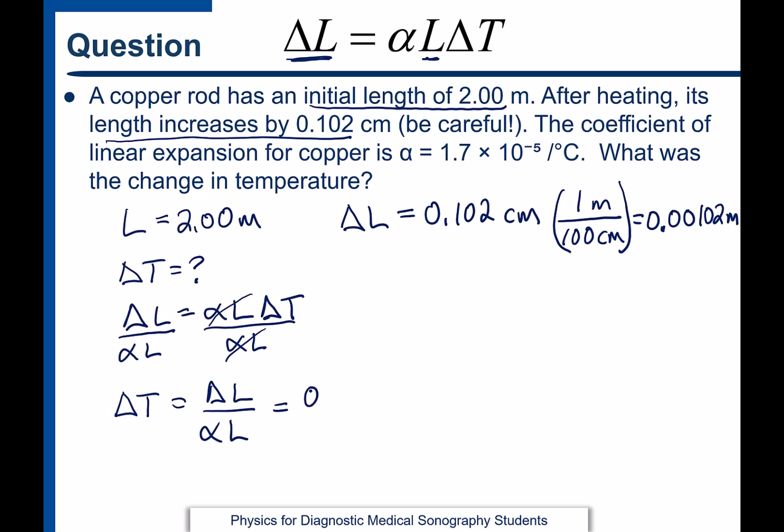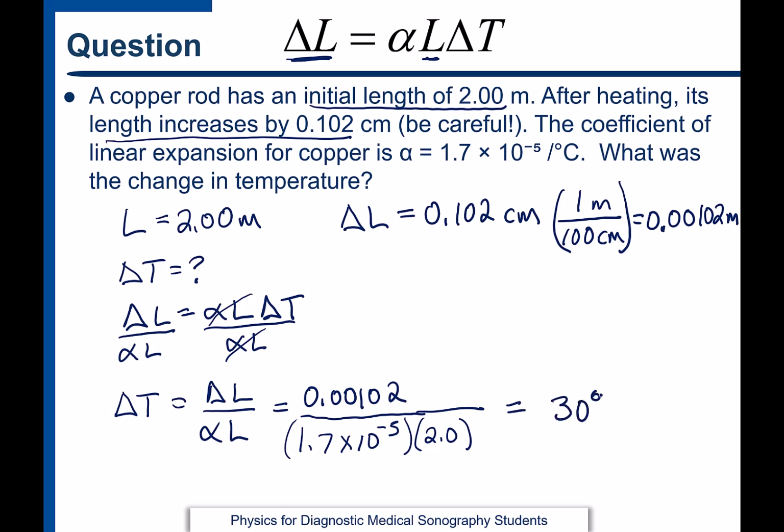So delta L was 0.00102. We could have rewritten that in scientific notation if we had wanted to. And then we're going to divide by alpha, which is 1.7 times 10 to the negative fifth, and L, which is 2. So when you do that calculation, you should find that delta T is 30 degrees Celsius. So that would be the change to get that change in length.